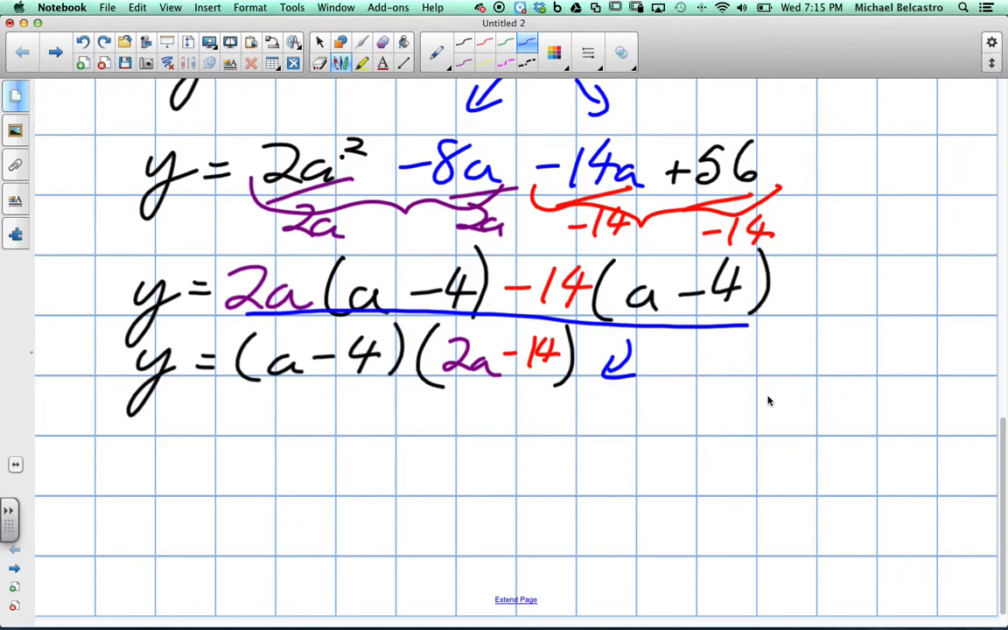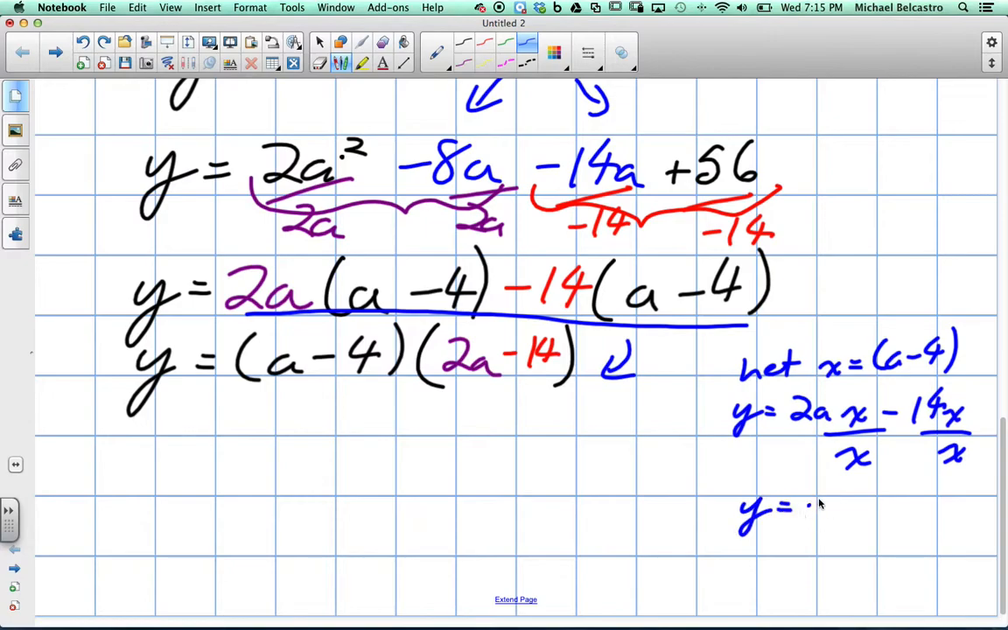Now, to explain how we went from this step to this step, I want you to think of it this way. I'm going to say let x equal a minus 4. So when I go to rewrite this, it now says y equals 2ax minus 14x. What is a common factor of both those terms right now? X. So I divide x out of both. Then it becomes y equals x times 2a minus 14. And notice that that's this bracket here.